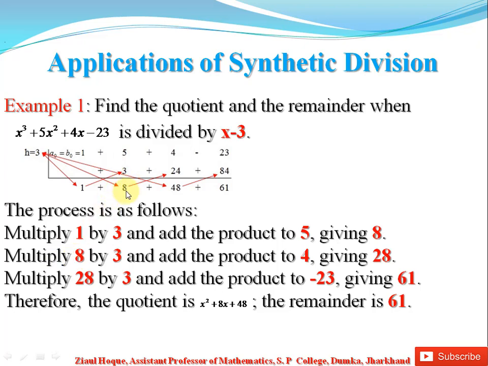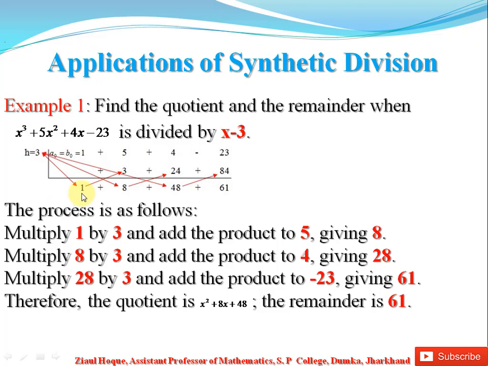Multiply 8, this is b1, b1 into h, this is 24, and add together with a2, this is 4 plus 24, this is 28. Sorry, this is not 48, 28. 4 plus 24, this is 28. Next, 28 is multiplied by 3 and added to minus 23, giving 61.